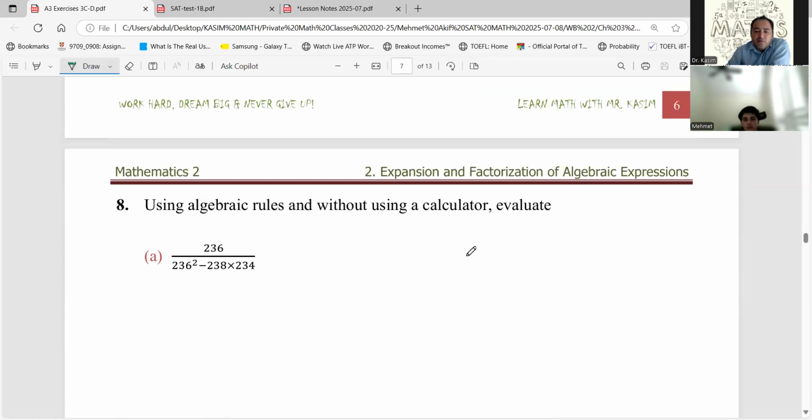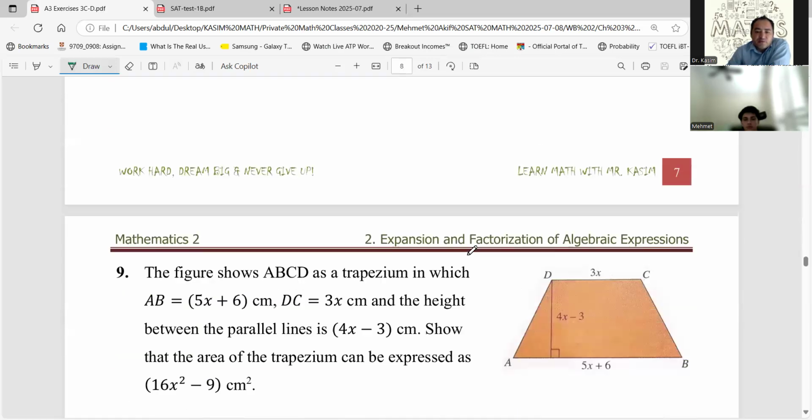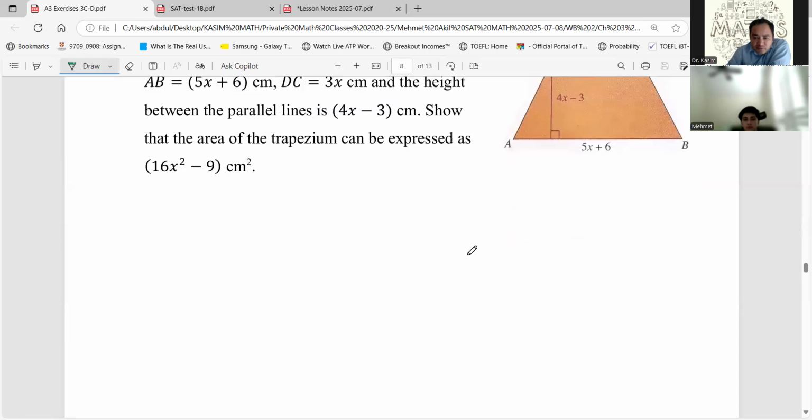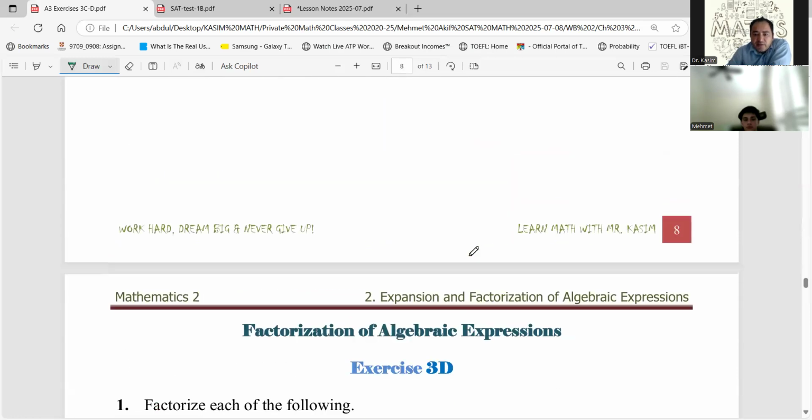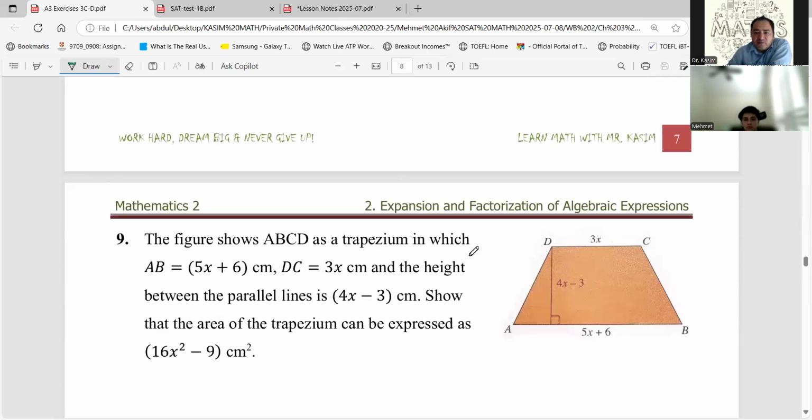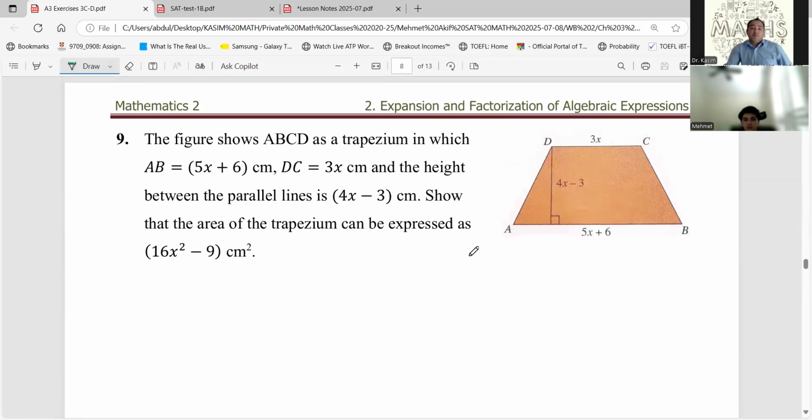Okay, let's move on. This question I'll skip. The last question here. And the factorization will continue in our next class. Then we'll practice the question.